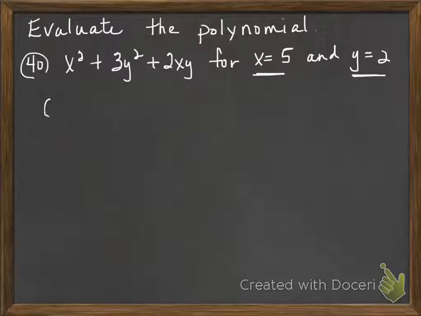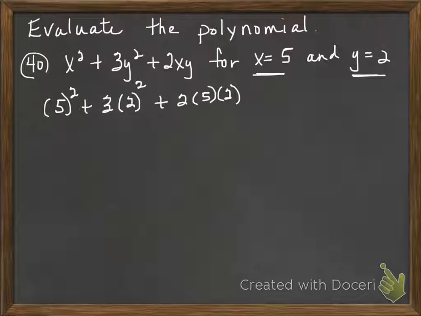So instead of doing x squared, you're going to do 5 squared plus 3 times y squared. So instead of a y, you're going to substitute in a 2. So it'll be 2 squared because it was y squared. And then you're going to have plus 2 times x, which is 5, times y, which is 2. So we're just substituting in 5 for x and 2 for y, and then we're going to follow our order of operations. So remember, we'll do our parentheses first.